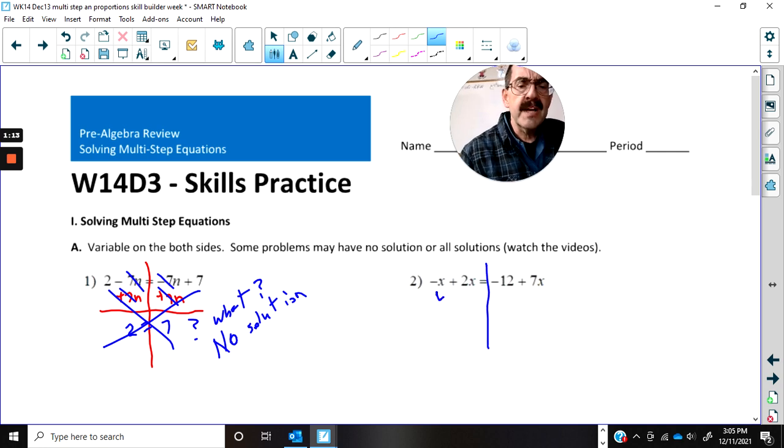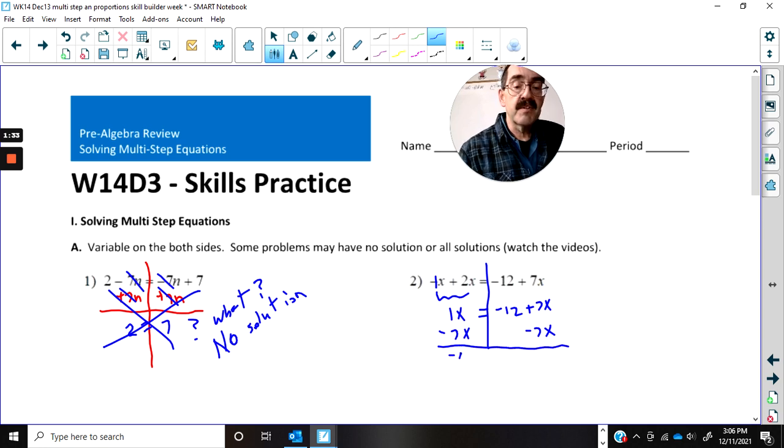Okay, so actually, we can combine variables, can't we? If we have 2, but we lose 1, leaving us with 1x, equals negative 12 and 7x. We've got to get these x's all together. What's the opposite of a plus? Good, a minus. So now 1 minus 7, we're short 6. Those went away, leaving us with negative 12. What's the opposite of multiply? Good, divide. Leaving us with x equals negative 12 divided by negative 6. Negative by negative is a positive. 12 divided by 6 is 2.